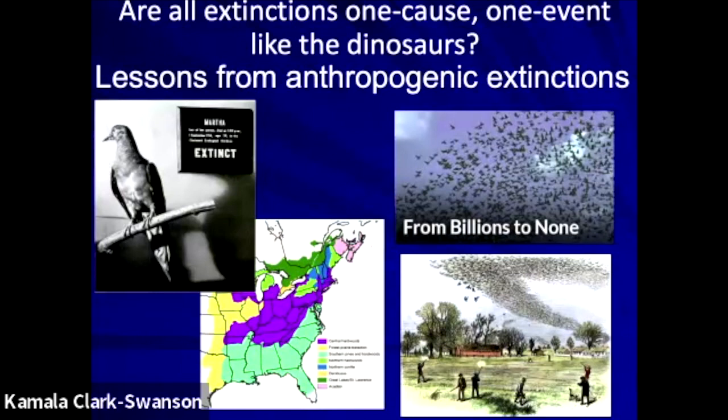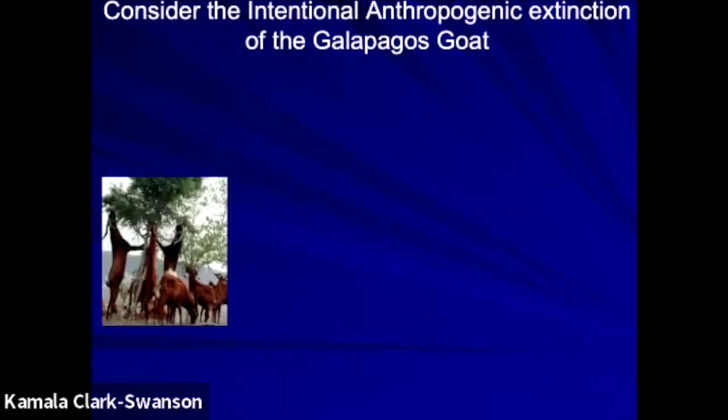We live in the anthropogenic era, the Anthropocene era, which means that it's an era in which our species is killing off other species. And that's a tragic outcome. But it has a silver lining because it's allowed us to watch species extinctions in real time and to study them in detail. And from that has come a very different view of extinctions. And I'm going to give you an example of an intentional Anthropocene extinction, of the Galapagos goat.